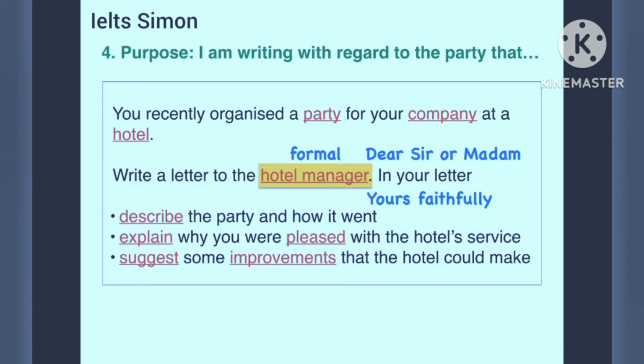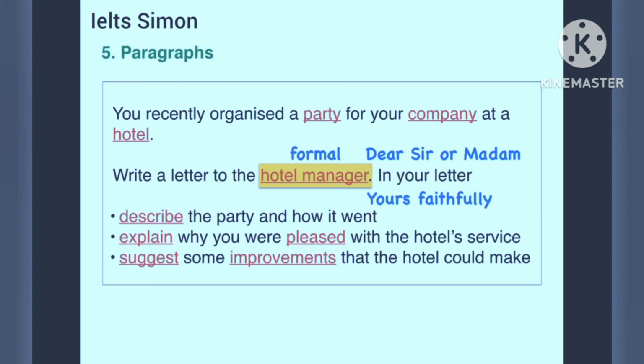We'll just restate the main statement at the beginning of the task, that I recently organised a party for my company, so we're going to state this straight away. I'm writing with regard to. That's a nice way to begin your letter.